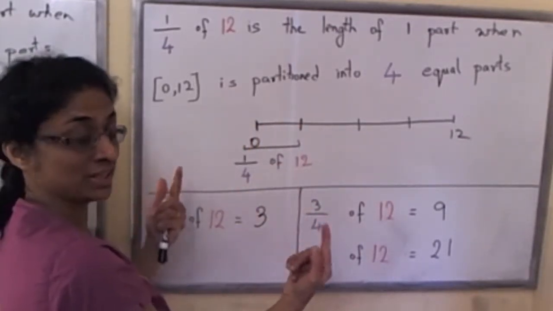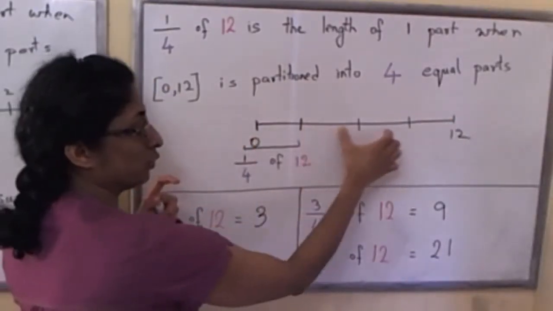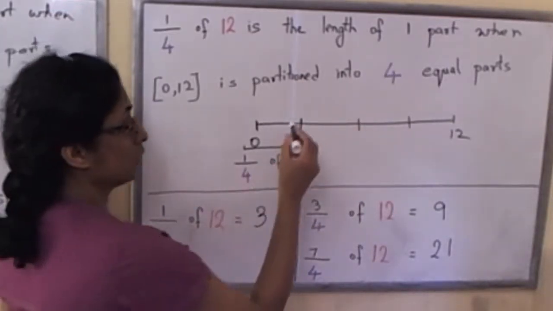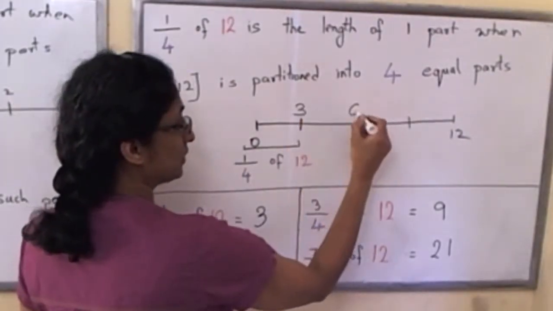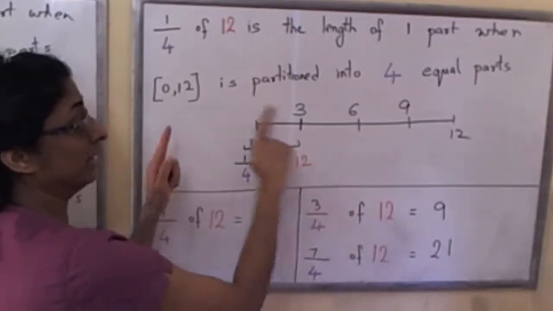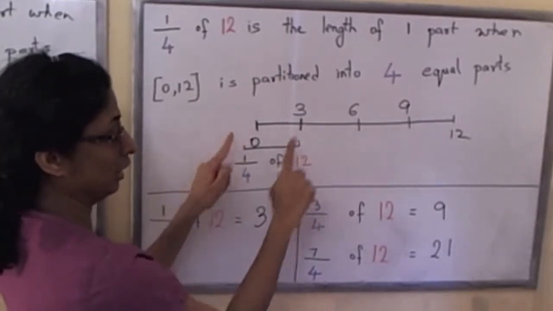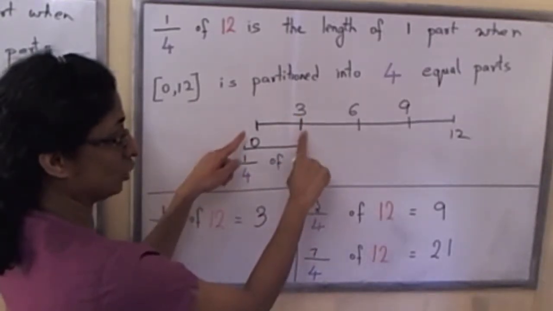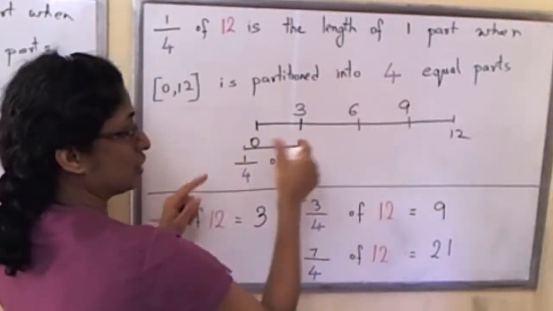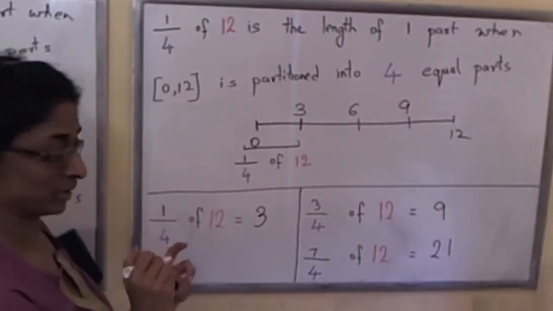So it's easy to see that if you take a segment of length 12 and partition it into 4 equal parts, then each part is of length 3, 12 divided by 4. So these numbers are 3, 6, 9, 12. So what we figured out from the picture and using the definition is that 1/4 of 12 is 3, because 1/4 of 12 is the length of one part when this segment from 0 to 12 is partitioned into 4 equal parts. So 1/4 of 12 is 3.